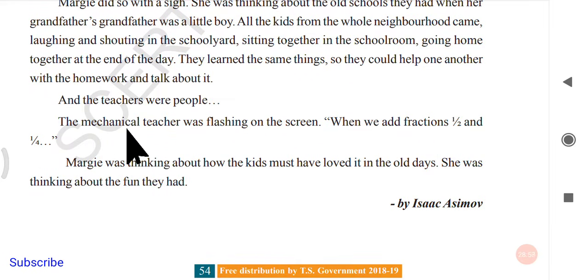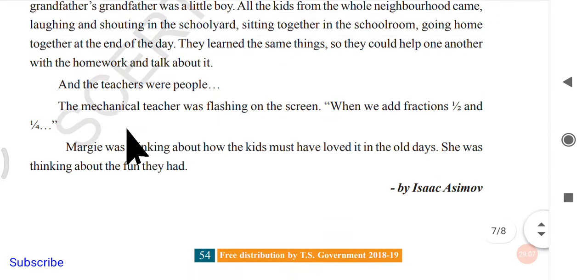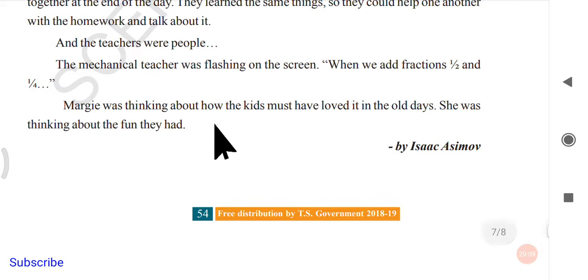The mechanical teacher was not at all caring of whether Margie was taking down the notes or not. No, nothing. She just continued to teach. So Margie was thinking about how the kids must have loved it in the old days. She was thinking about the fun they had. Margie also thought about how children like her would have enjoyed the olden days.